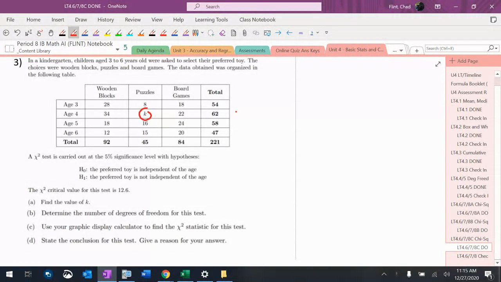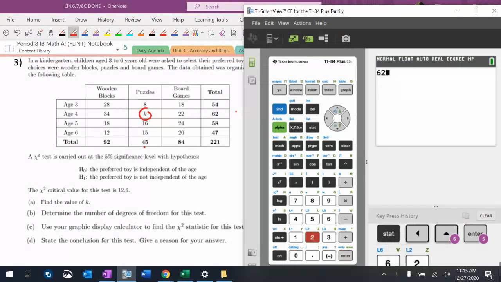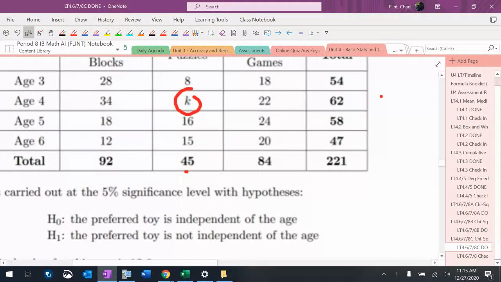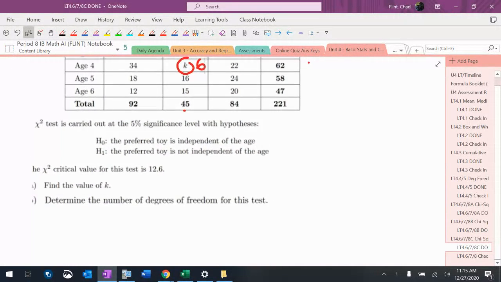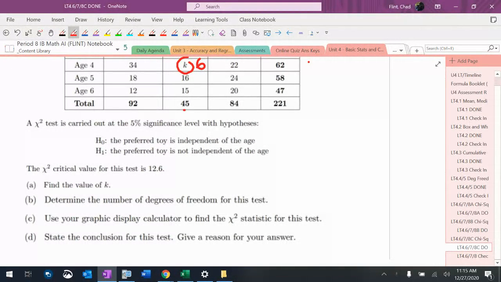Well, I know the total for that row is 62, and I know the other two numbers are 34 and 22. So I can just take those numbers away. I do the same thing with the column, and I'll get the same answer. So I'm going to take 62 and subtract 22 and 34, and it leaves me with 6. So that means K should be 6. All right, and again, there's little things that aren't worth a lot of credit, but I need to know that or I'm going to have a hard time doing some of the other stuff.